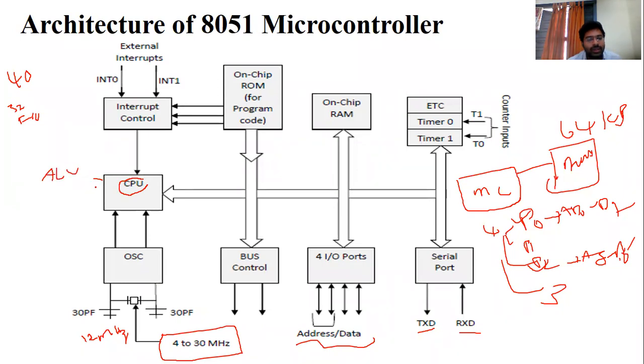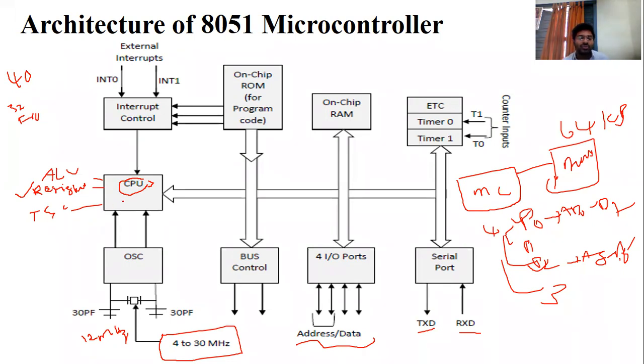Second, the registers are available. Third, the timing and control. ALU means arithmetic and logic. For registers, suppose we take the 8086 microprocessor. What are the different types of registers? We have special purpose registers, general purpose registers, index pointer registers, and flag registers. Each register is a 16-bit register.